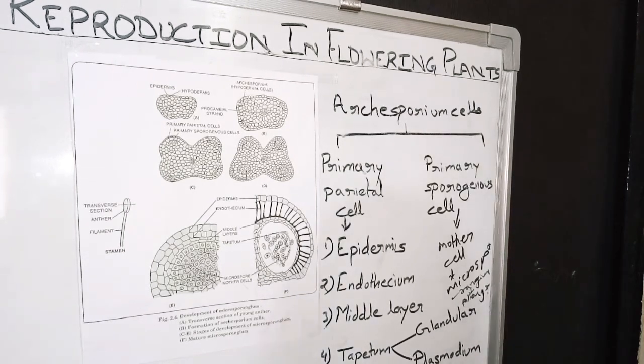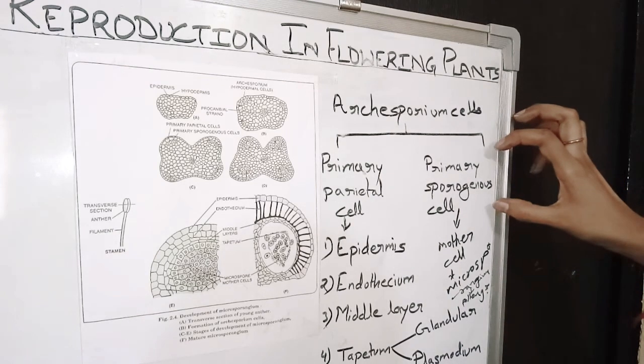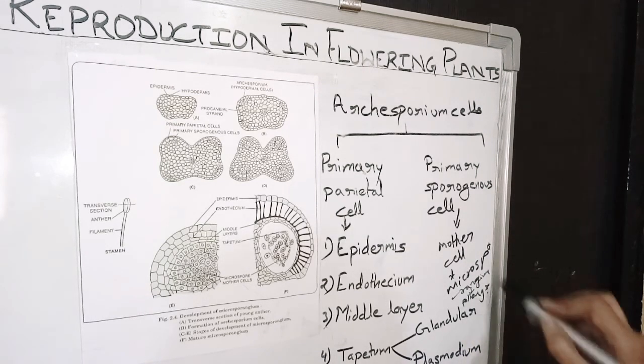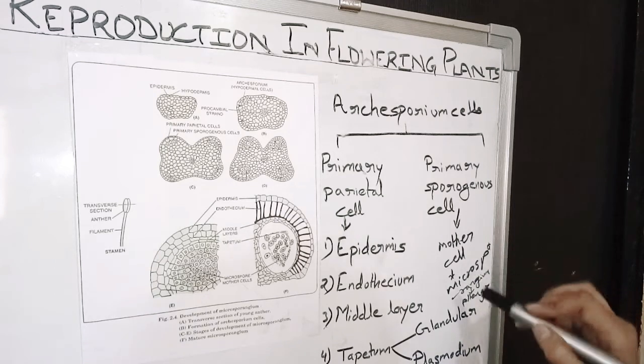Here, due to lack of space, I am not writing the complete spelling. So this is the microsporangium cells. In the next lecture video, I will tell you how pollen grains and microspores are forming from the mother cell.